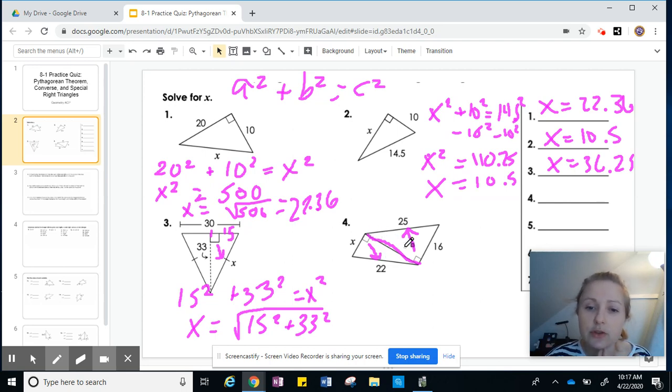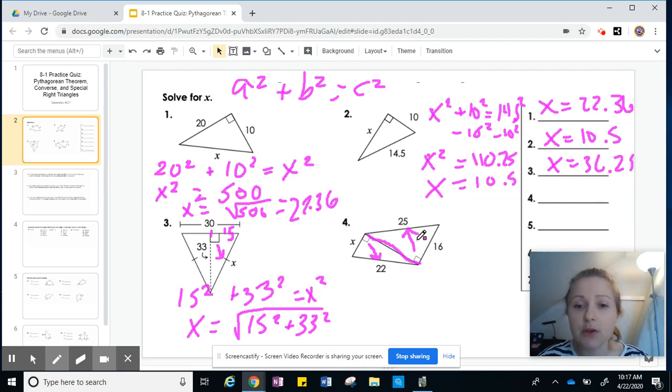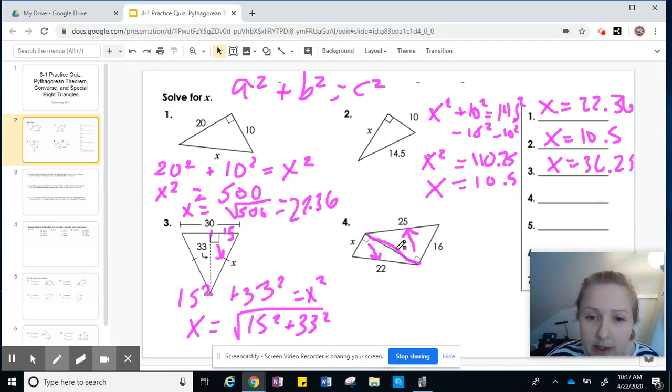So we're going to have to do 2 steps here. We need to find this first using the 16 and the 25, and then we can use that side, this pink side here, to find x. So let's find it using the 16 and the 25. 25 is c in this case because we said it's across from the right angle. So why don't we call this pink side y, just to give it another variable.